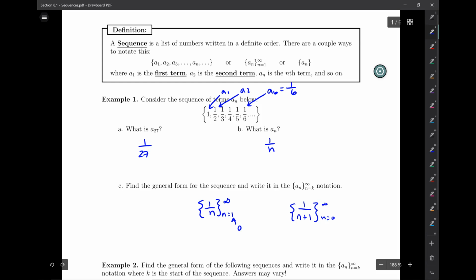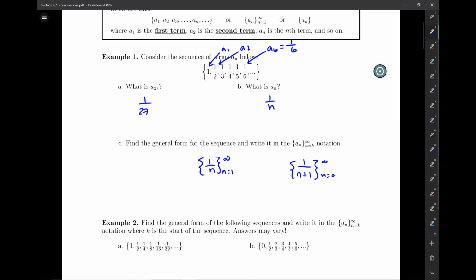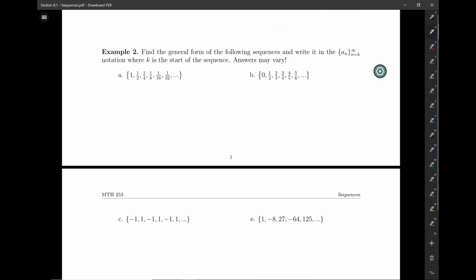And we'd have 1 over 0 as our first term. We don't want that to happen. That wouldn't be good. Okay, so you'll see as we go through some more examples, there's going to be more than one way that we can write the condensed form of a sequence. Let's take a look at that.